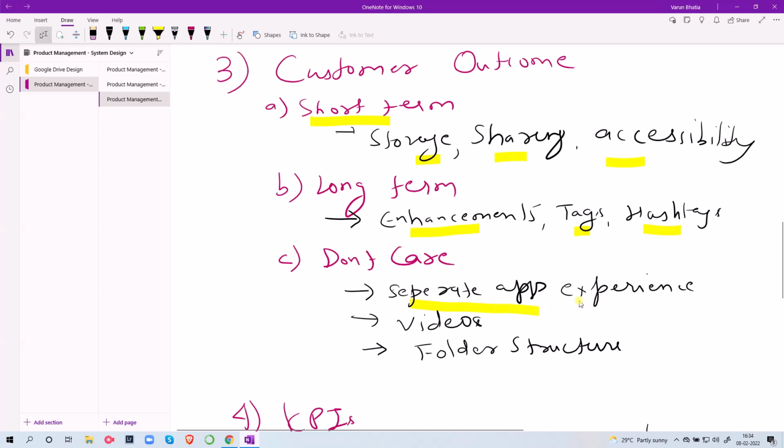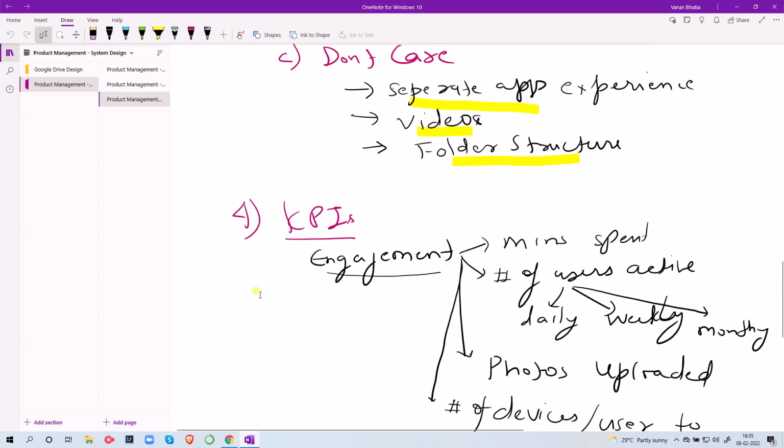And then you could say that I don't really care about a separate app experience right now. It's fine if it goes through the Google app itself. I don't want a separate photos app. I also don't care about what happens with videos, and I'm not worried too much about the folder structure or the organization of photos, and so on and so forth, right? So this basically can help you with some level of prioritization.